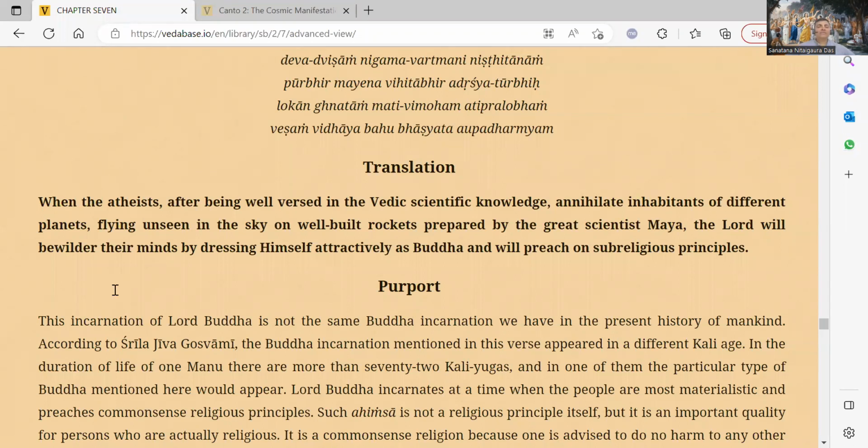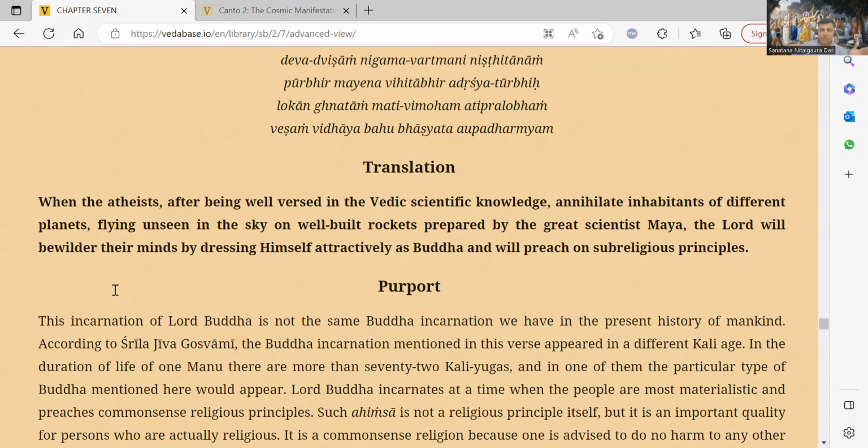Okay, when the atheists, after being well versed in the Vedic scientific knowledge, annihilate inhabitants of different planets, flying unseen in the sky on well-built rockets prepared by the great scientist Maya, the Lord will bewilder their minds by dressing himself attractively as Buddha and will preach sub-religious principles. Again, this is not the same Buddha that we know. Srila Jiva Goswami actually mentions that the Buddha that's being mentioned is from a different Kali Yuga.